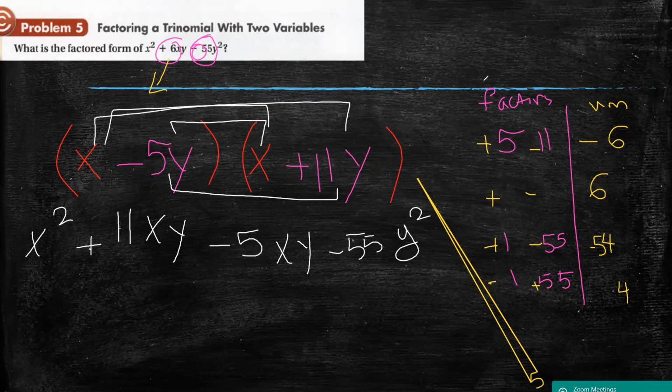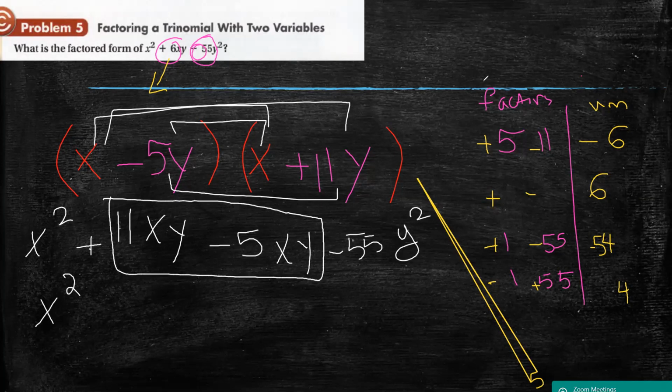Then let's now simplify it. It will be x squared, 11xy minus 5xy, positive 6xy, minus 55y squared. Okay? Is it clear now? Yes, teacher, it's so clear.